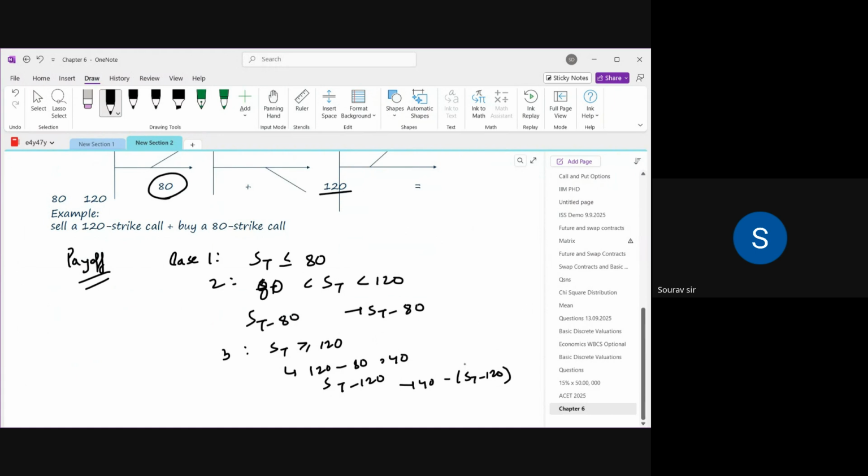The profit profile: the maximum loss is the initial net cost of setting up the spread. And what is the maximum profit? The difference between the strikes, that is 120 minus 80, 40. Payoff diagram: first it's flat, then a rising slope between 80 and 120, and then again flat after 120. So bull spread is limited profit, limited loss. This is the thing. Next. Okay, you have a sum. How do we do the sum then?